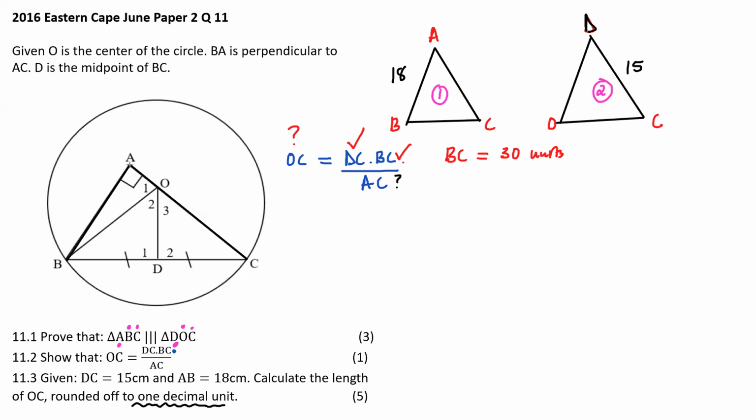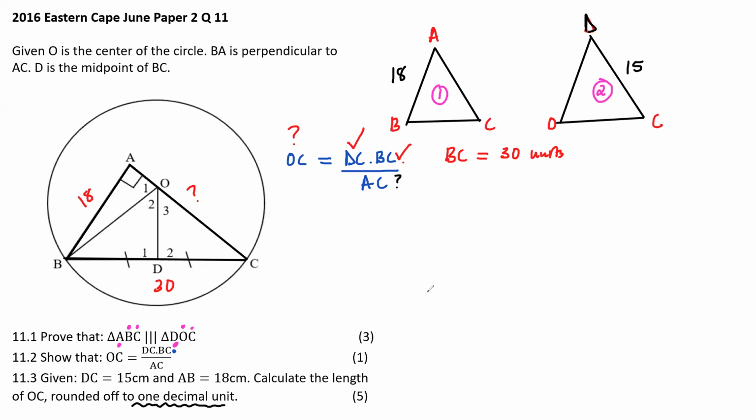AC. I see a theorem. What theorem do you see that I see? What can I do that you see I can do? Because AB is 18, AC, don't know, BC is 30. What theorem do you see that I see?